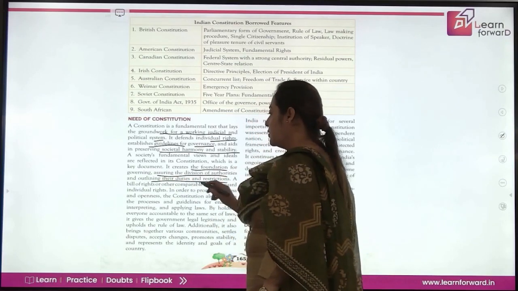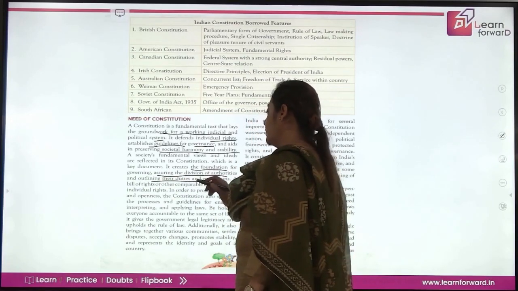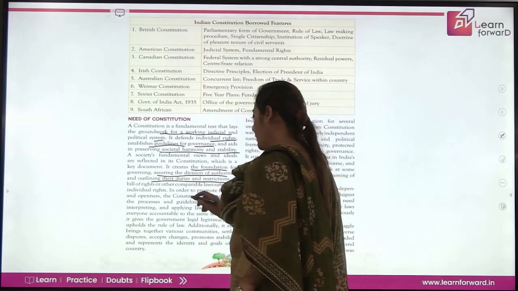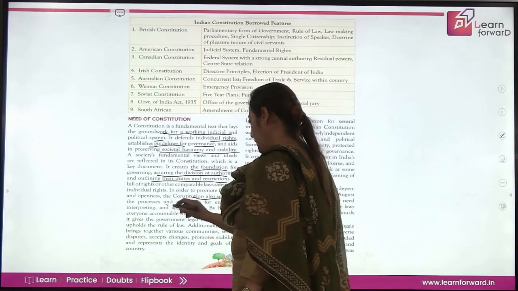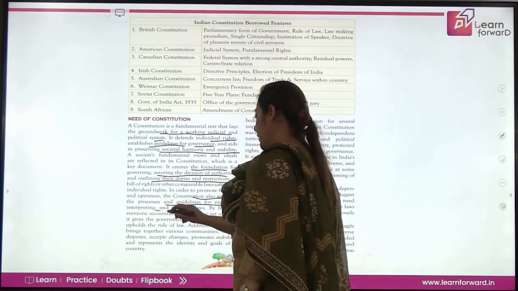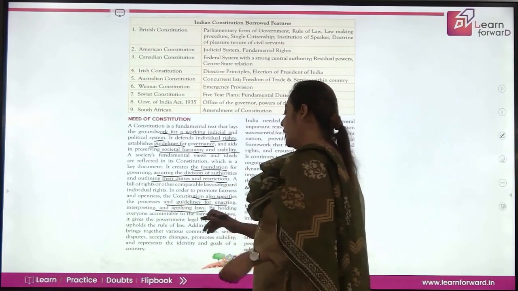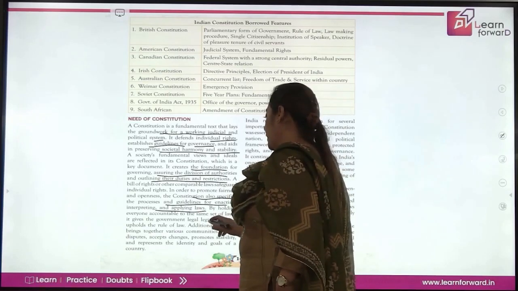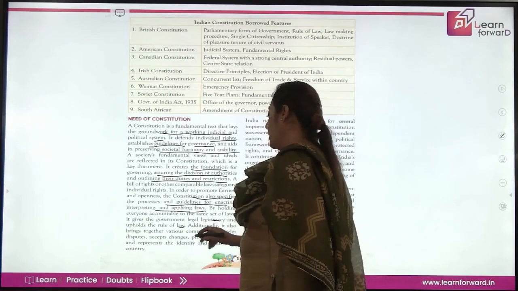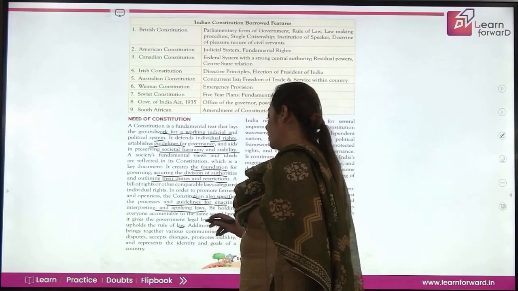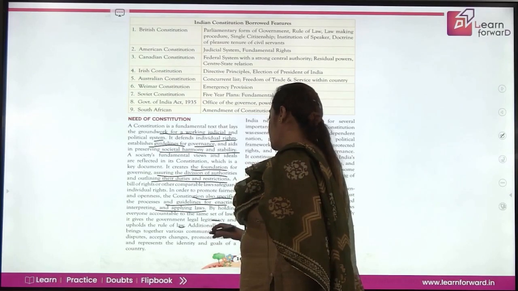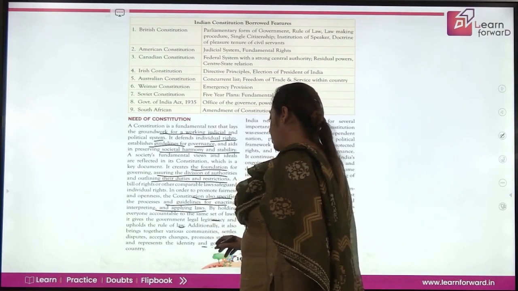A bill of rights or other comparable laws safeguard individual rights. In order to promote fairness and openness, the Constitution also specifies a process and guidelines for enacting, interpreting and applying laws. By holding everyone accountable to the same set of laws, it gives the government legal legitimacy and upholds the rule of law. Additionally, it brings together various communities, settles disputes, accepts changes, promotes stability and represents the identity and goals of a country.